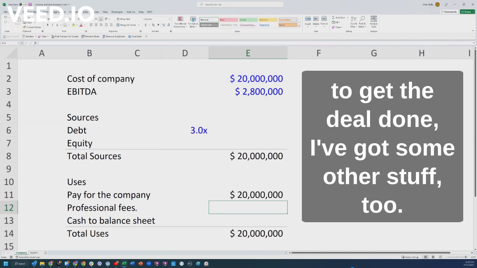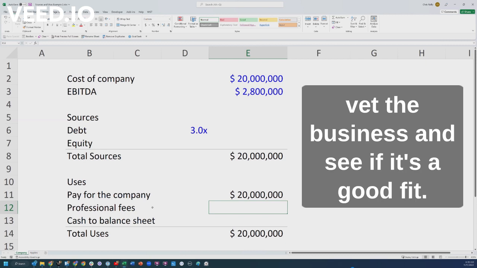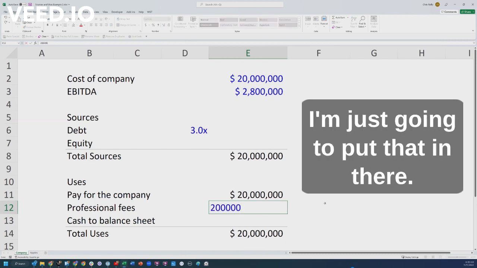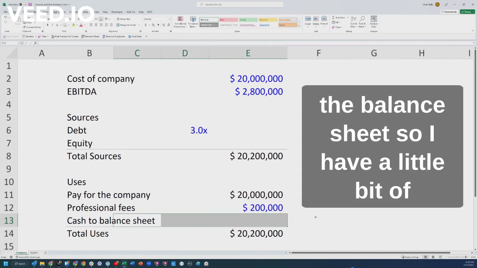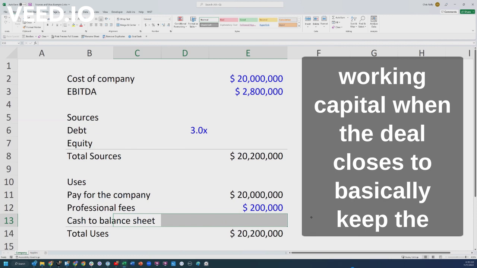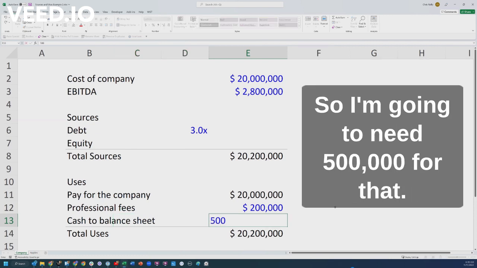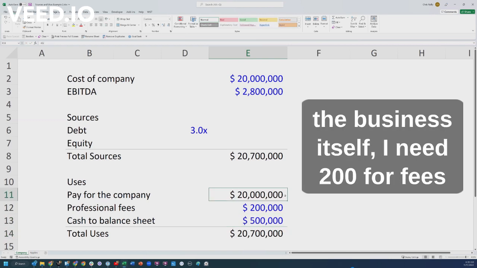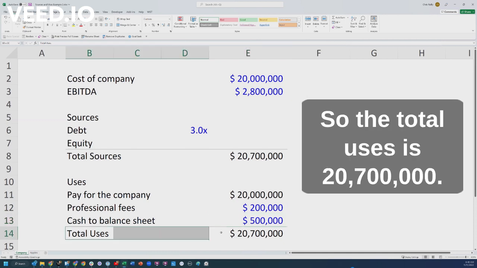And then to get the deal done, I've got some other stuff too. I need to hire some lawyers and accountants to help me vet the business and see if it's a good fit. And that's going to cost me $200,000. So I'm just going to put that in there. And then I also need to bring some cash to the balance sheet so I have a little bit of working capital when the deal closes to basically keep the lights on, keep the operations going. So I'm going to need 500,000 for that. So now, in addition to the cost of the business itself, I need 200 for fees and 500 for cash to the balance sheet. So the total uses is 20,700,000.